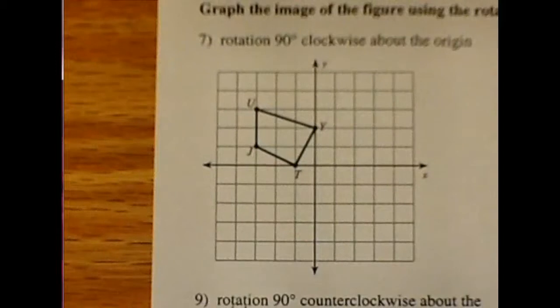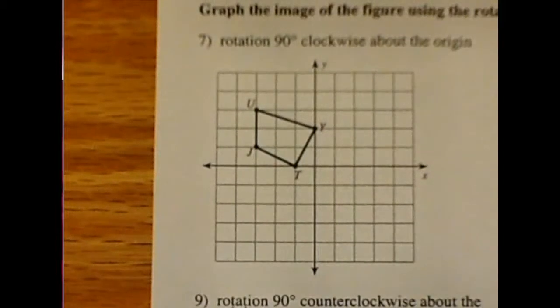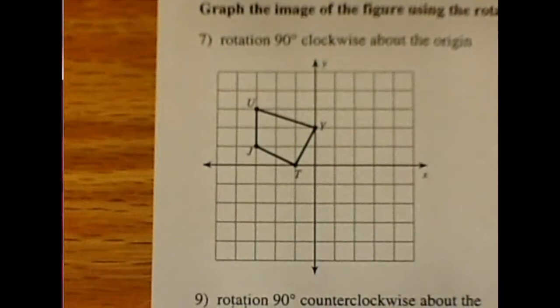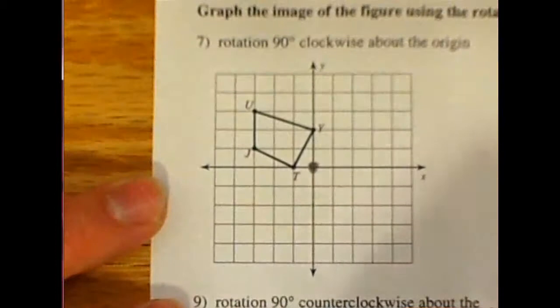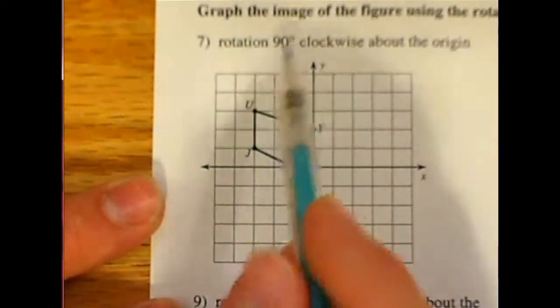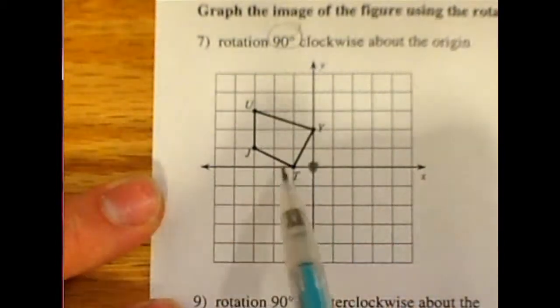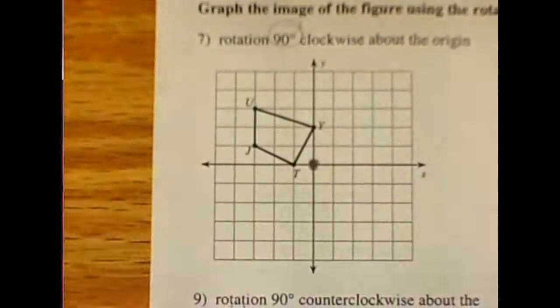Now we're going to look at our second type of transformation, and that's called a rotation. And we're going to do a rotation about a point, in this case, the origin. The origin is the point 0, 0 right in the middle of the graph, and we want to rotate 90 degrees clockwise around this point.